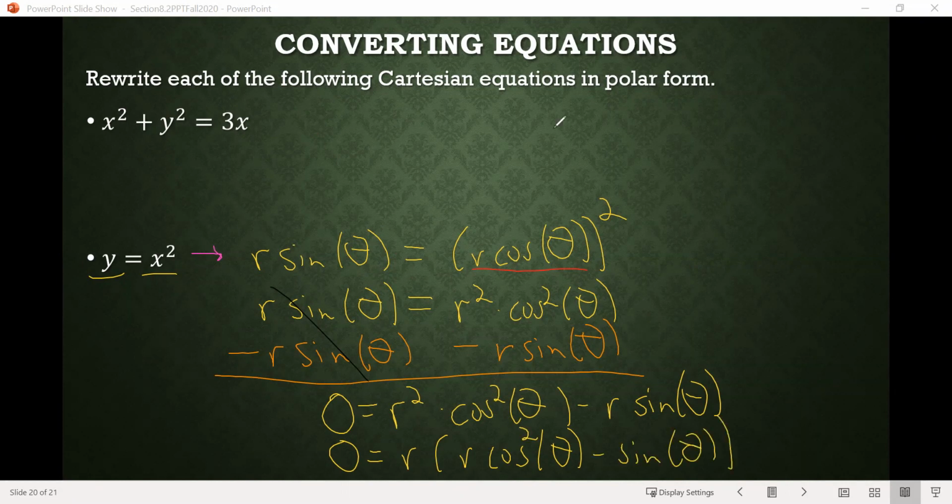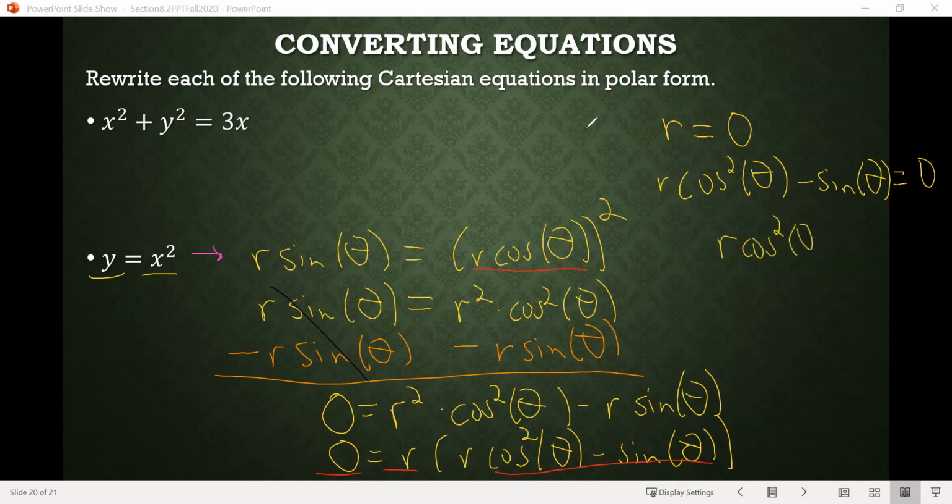We again have two things being multiplied, set equal to 0. So we set each part equal to 0. So we could have r equals 0, or we could have r times cosine squared of theta minus sine of theta equals 0. Can add sine of theta to both sides, which would give us r cosine squared theta equals sine theta. And then we divide by cosine squared on both sides.